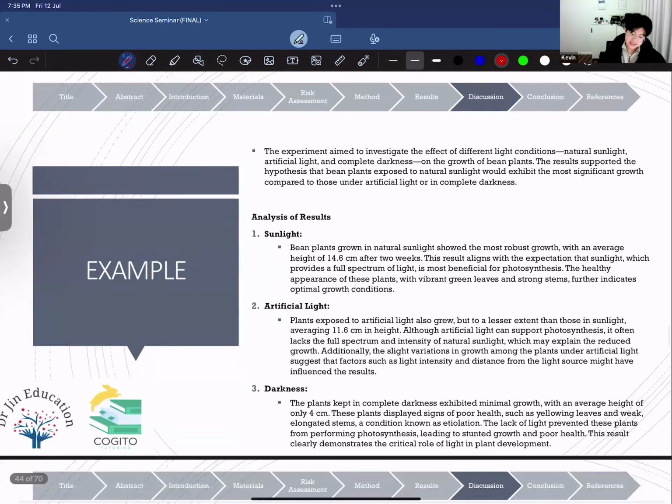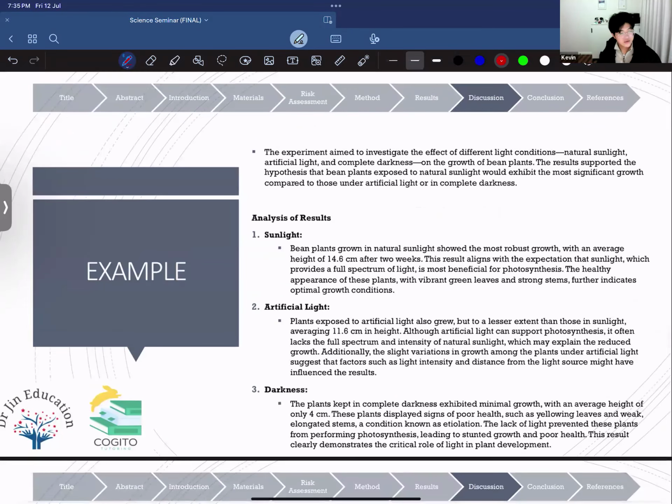Now have a look at this. Hopefully this is a bit better, right? Now, use paragraphing, okay? The experiment aimed to investigate the effect of different light conditions, natural sunlight, artificial light, complete darkness, on the growth of bean plants. The results supported the hypothesis, right? So look, you compare that to the hypothesis, right? That bean plants exposed to natural sunlight would exhibit the most significant growth compared to those under artificial light or in complete darkness. All right.